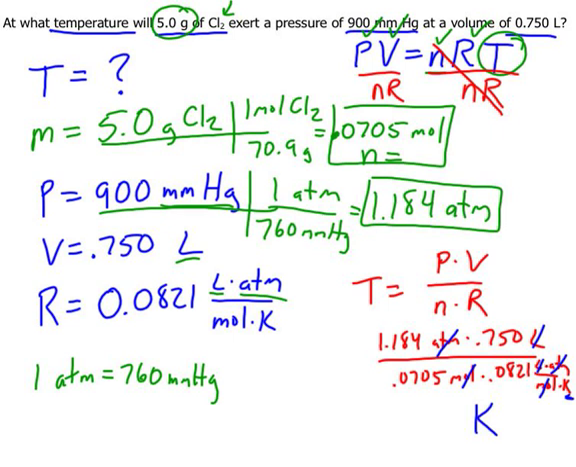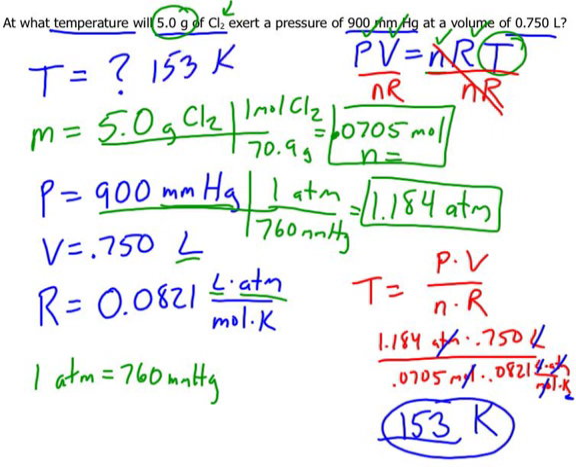That's important because if it was asking for the final answer in Celsius, you would have to get your answer in Kelvin first and then convert it. You can't get Celsius directly out of this equation. So now I'm going to multiply 1.184 times 0.75 divided by 0.0705 and 0.0821, and I get 153. I'm going to round this off, Kelvin. So that should be my final answer. Fill it in for temperature.